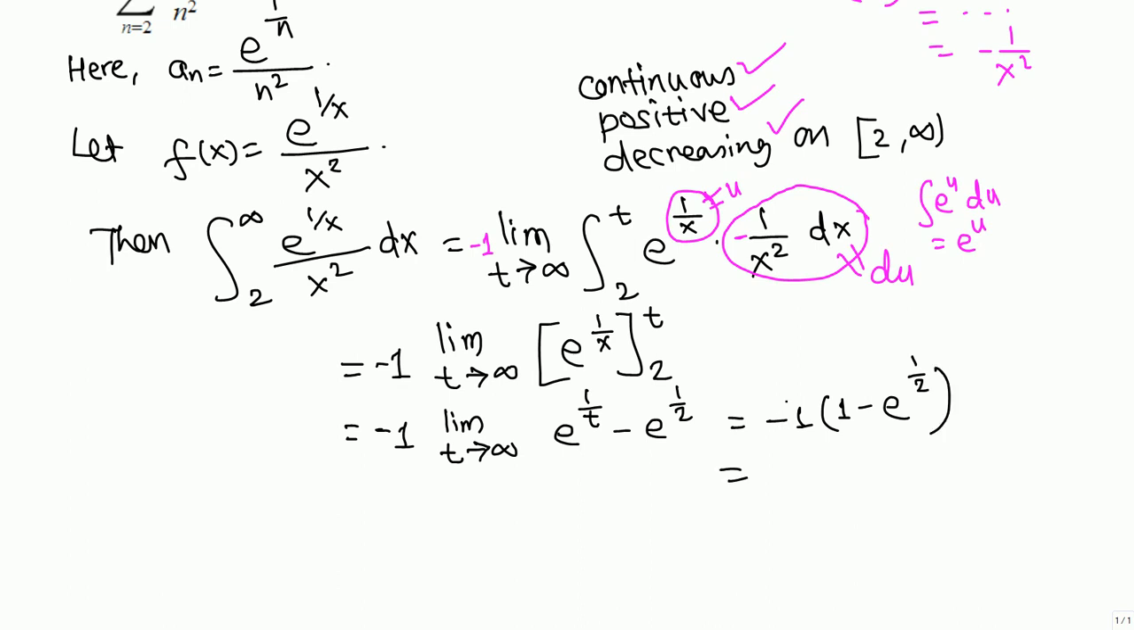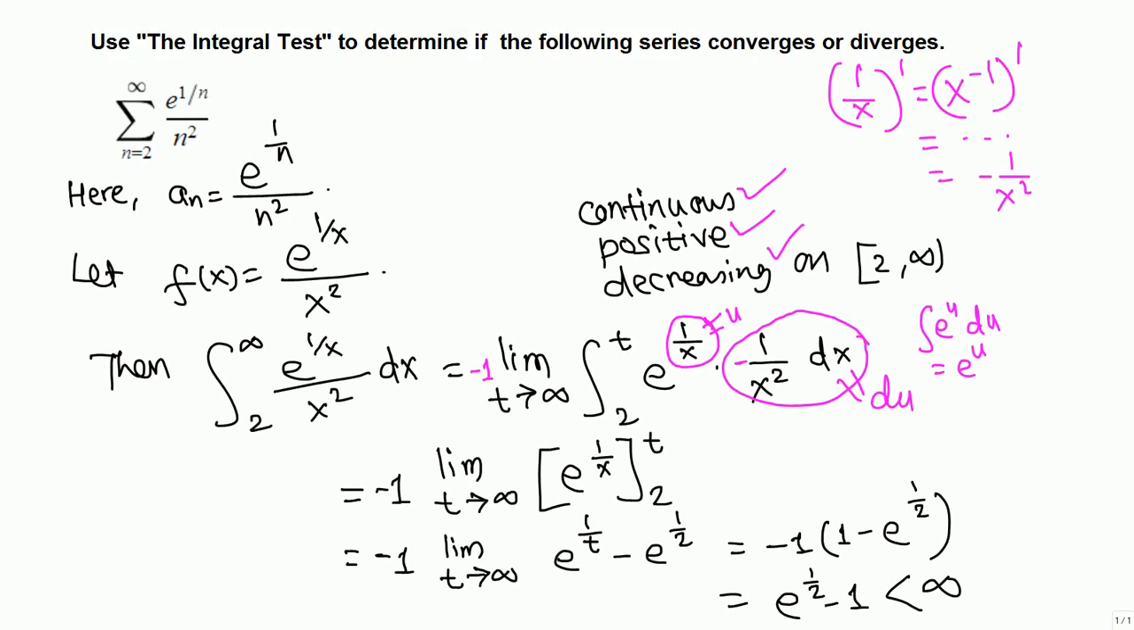When we distribute this negative 1 inside, negative times negative is positive, so let me write e raised to 1/2 first. Negative 1 times 1 is negative 1. And this is a positive number. The square root of e is about 2.7 when you take a square root, since 1/2 means the square root. So this will be bigger than 1. In any case, this is a finite number. That means this improper integral converges because we have a finite number. Since this improper integral converges, the corresponding series converges.